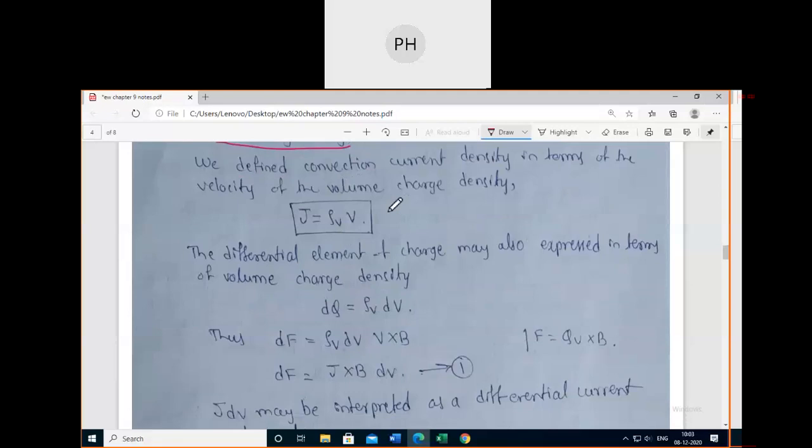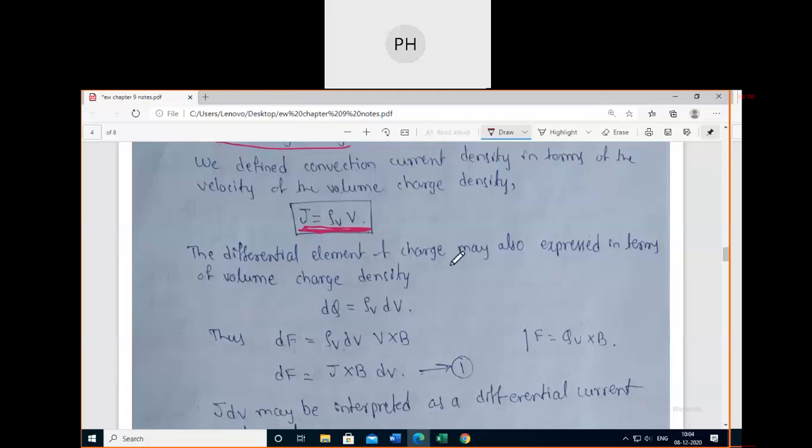We define convection current density in terms of the velocity and the volume charge density. J is equal to rho v into v. Here v is the velocity, and rho v is the total charge with respect to volume.